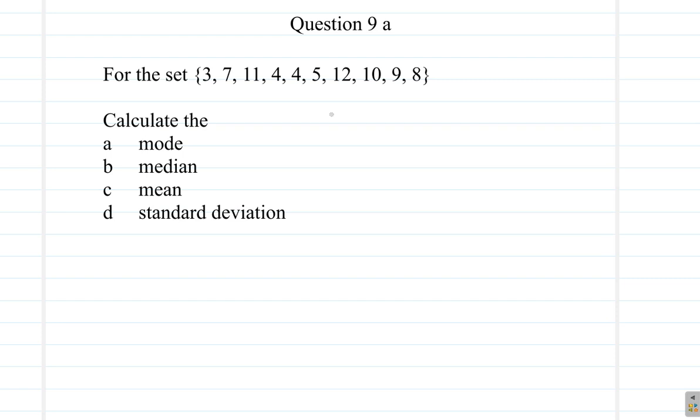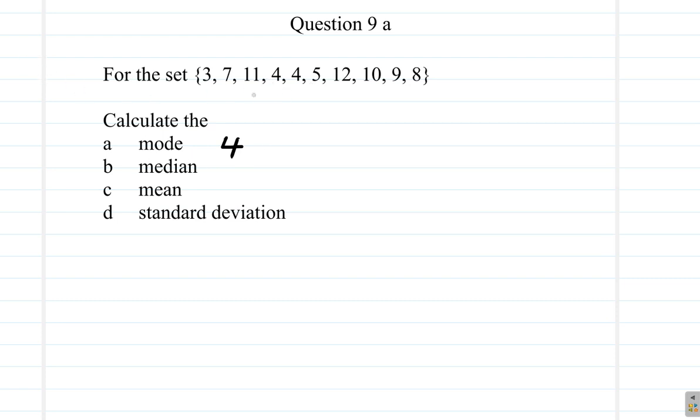Which number occurs more often than any other number? I see 3 only one time, 7 is there once, 11 is there only once. I see 4 2 times, 5, 12, 11, 9, 8. Oh, so 4 occurs 2 times, but all of the other numbers occur only once. So the mode is 4. Good.